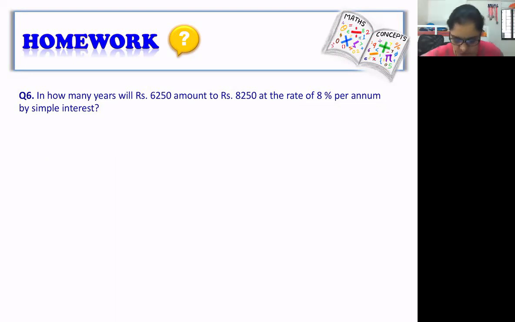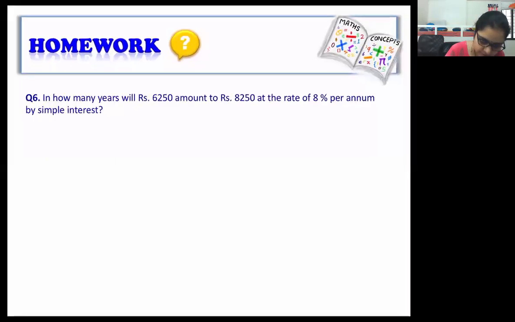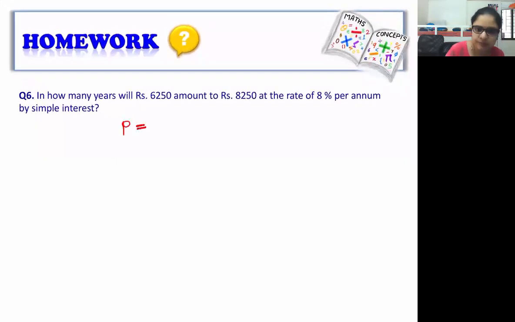In how many years will rupees 6,250 amount to rupees 8,250 at the rate of 8% per annum by simple interest? You already know the formula for simple interest. And what do they say? In how many years will rupees 6,250? Here, what is 6,250? It is principal.